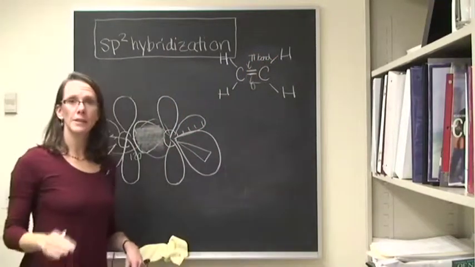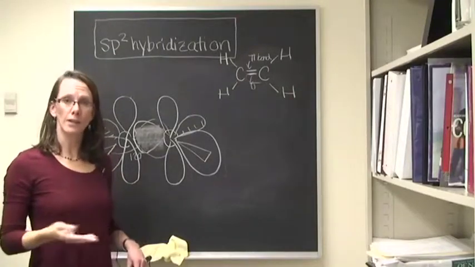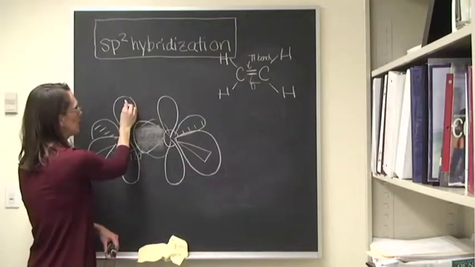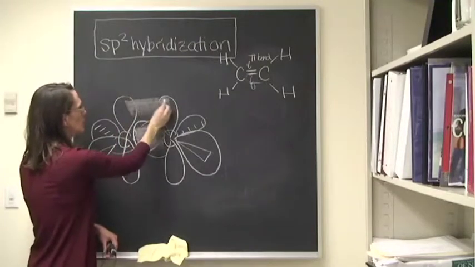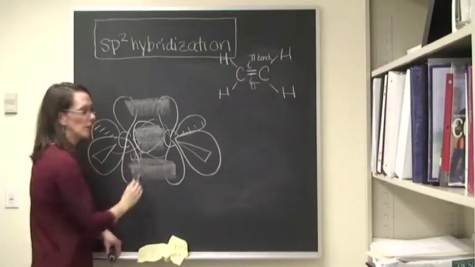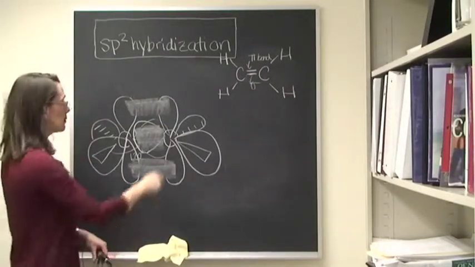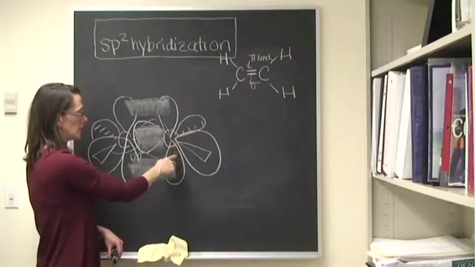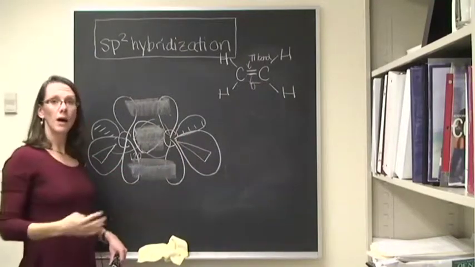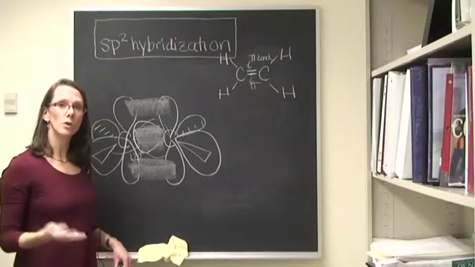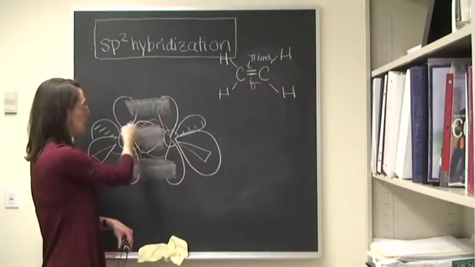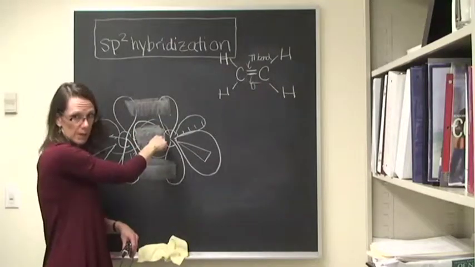And the pi bond has two regions of bonding electron density because it forms from the overlap of the p orbitals. So these two lobes up here overlap, and these two lobes down here overlap. So just like a p orbital has two regions of electron density above and below the atom with a node in the middle, a pi bond that's made from two p orbitals overlapping has electron density above and below the molecule and a node in the middle along the bond axis.